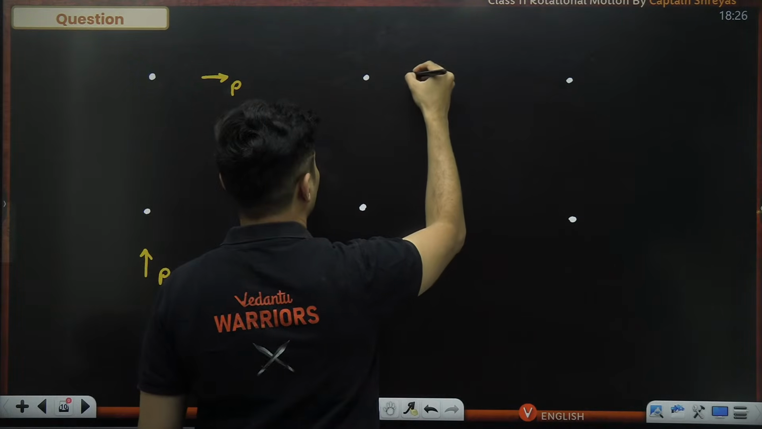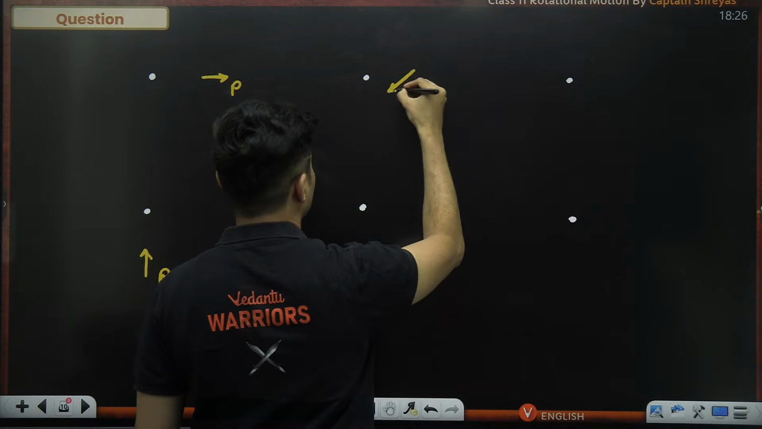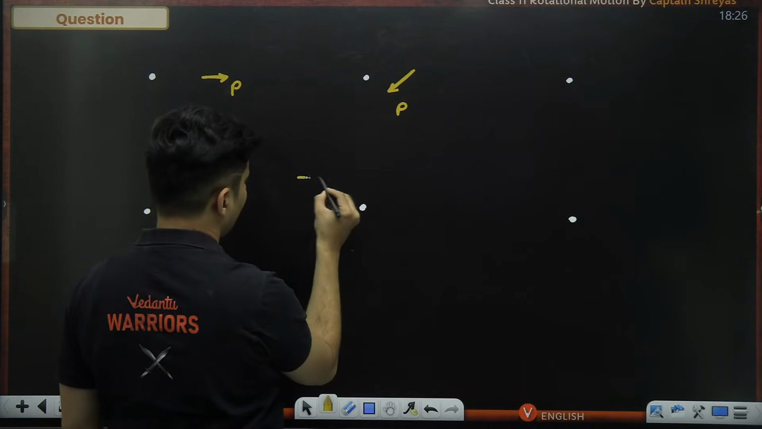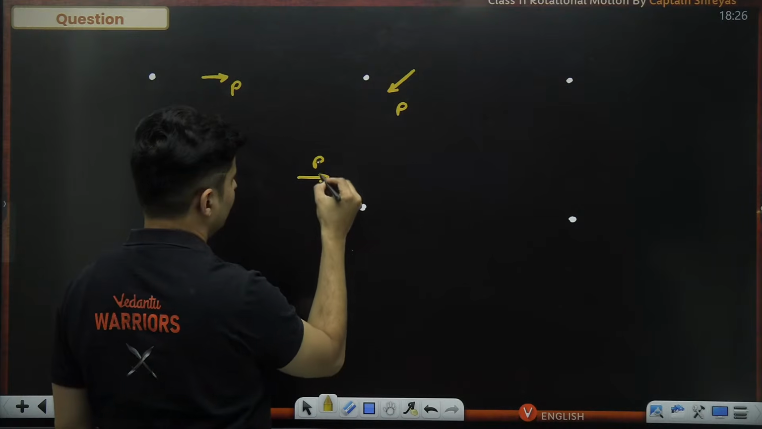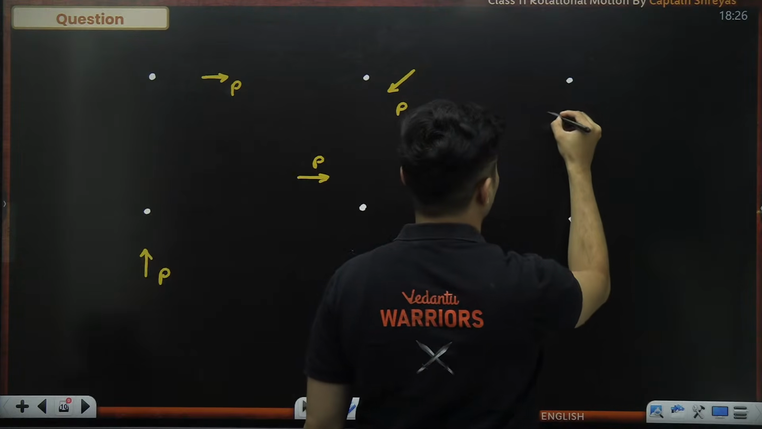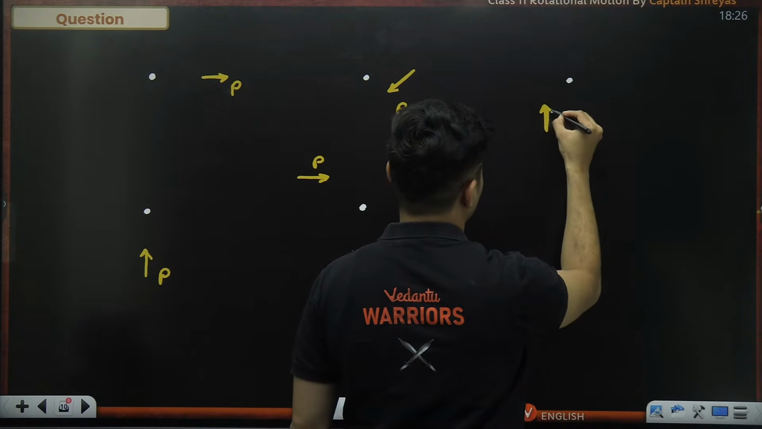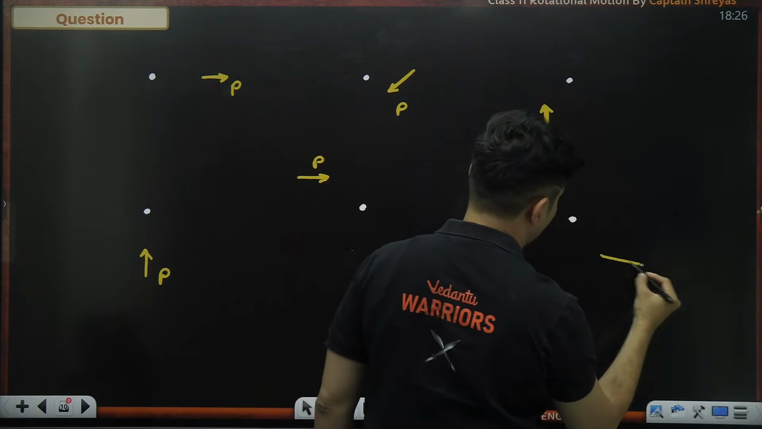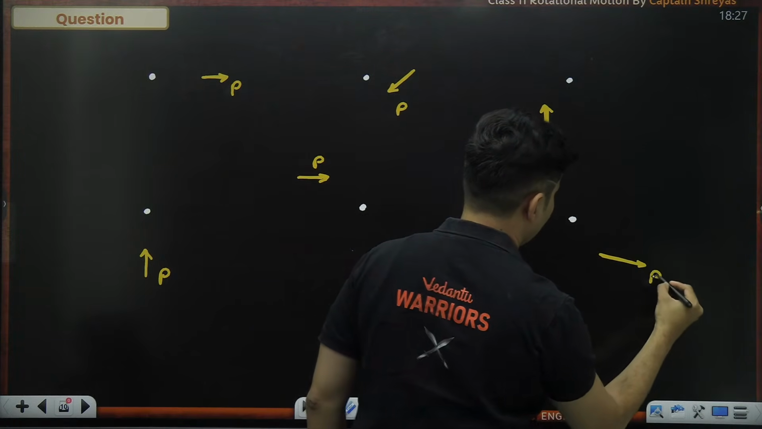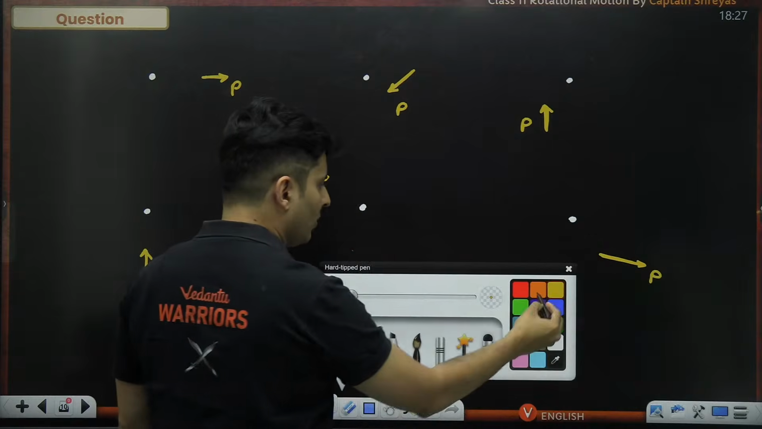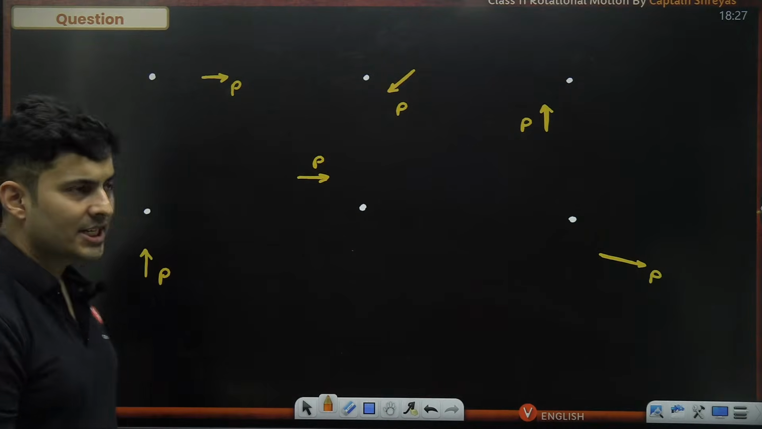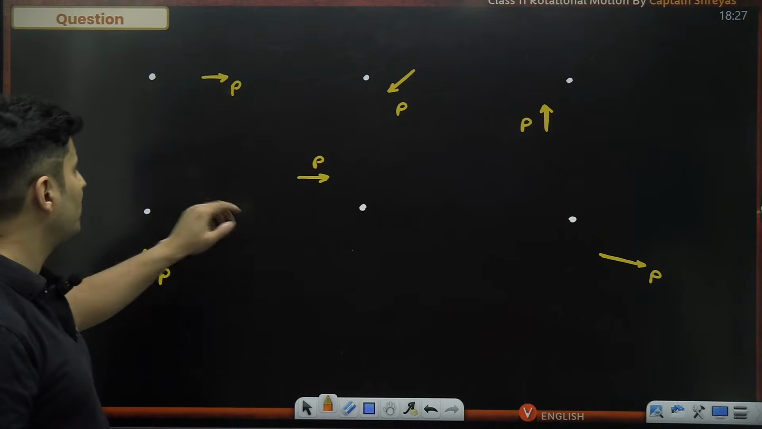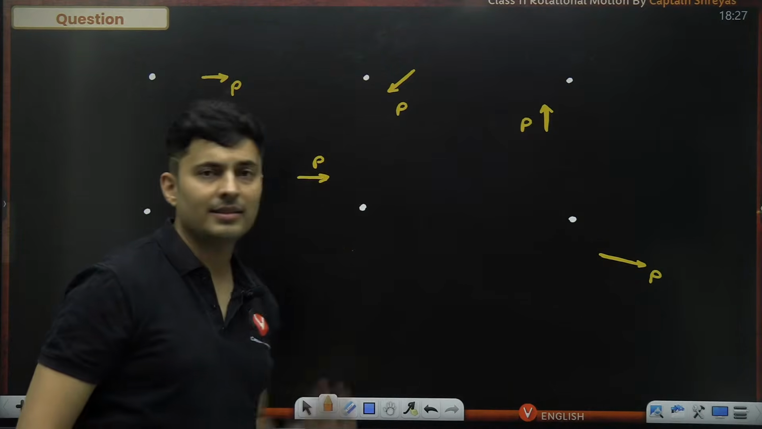Next case, the momentum is like this. Next case, the momentum is like this. And next case, the momentum is like this. Okay, these are all different cases. You need to figure out which direction, if at all, angular momentum is in all these cases. Case 1, case 2, case 3, case 4, case 5, case 6.